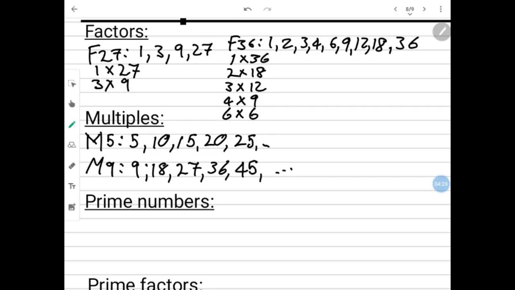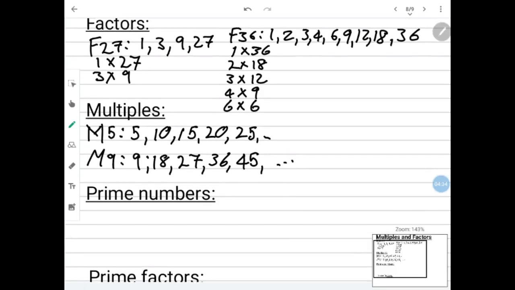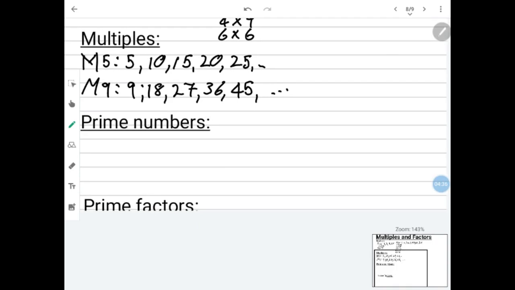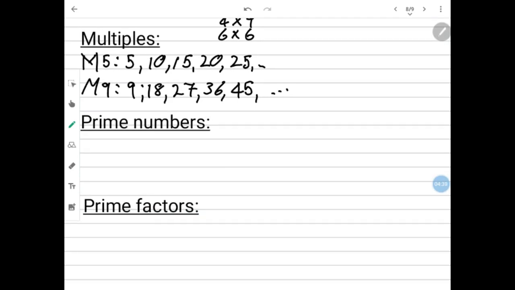Right, that's multiples. Right, then let's get to prime numbers. Alright, what is a prime number? Now, according to the definition that you have in your textbook, a prime number is a number that only has 2 factors. Okay, it's a number that only has 2 factors. It's the number itself and 1. So, for example, if we just start by writing down all the prime numbers from the smallest one up.